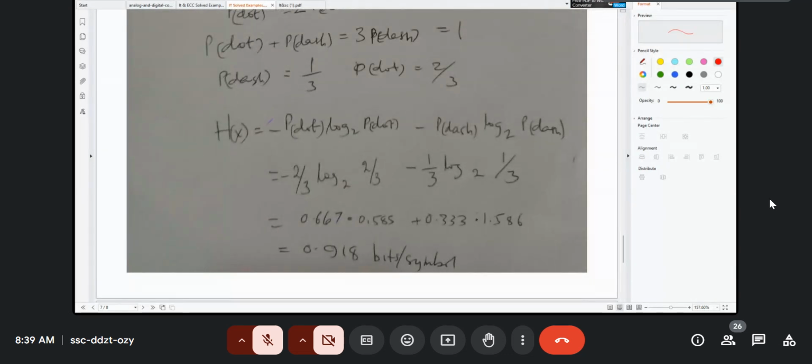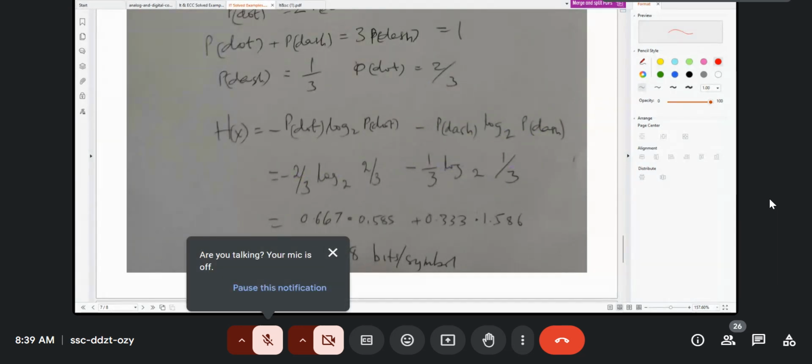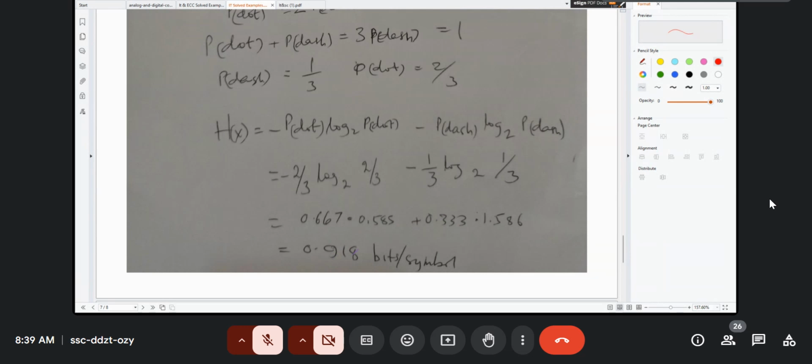So let's find the entropy. The entropy is simply minus P(dot), the probability of the dot, multiplied by the logarithm of P(dot), minus P(dash) log2 P(dash), and that comes to this. This one you can work out, and therefore it becomes 0.918 bits per symbol.